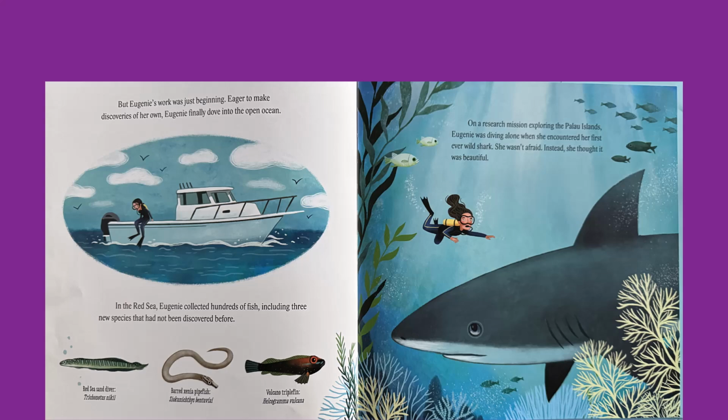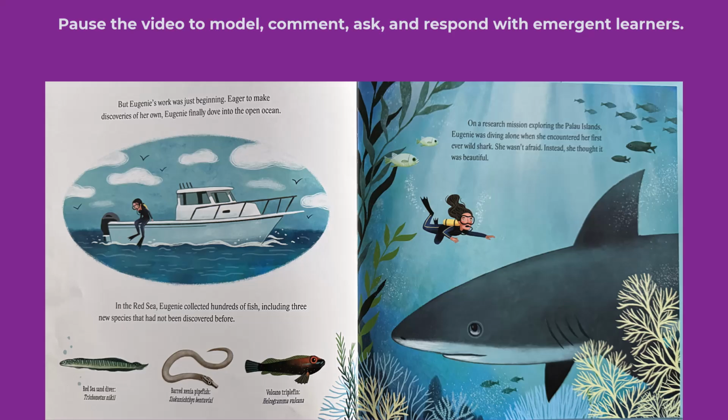Eager to make discoveries of her own, Eugenie finally dove into the open ocean. In the Red Sea, Eugenie collected hundreds of fish, including 3 new species that had not been discovered before: Red Sea sand diver, Bardzinia pipefish, volcano tripplefin. On a research mission exploring the Palau Islands, Eugenie was diving alone when she encountered her first ever wild shark. She wasn't afraid. Instead, she thought it was beautiful.